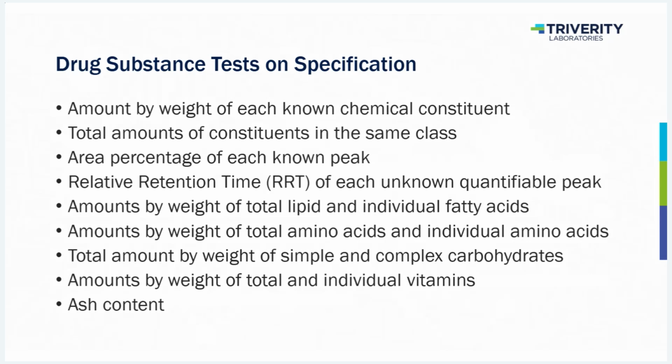And if you don't know what ash is, it's the inorganic material that is left over after all of the organic matter is burned off. So we use a muffle furnace and we put it at, I think, about 600 degrees and burn all of the organic material off and look and see how much ash is left.